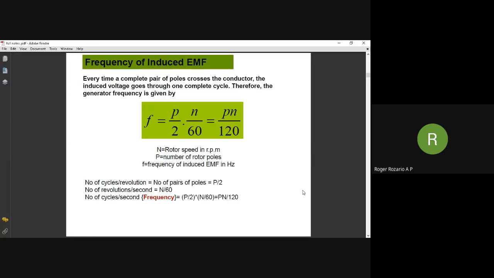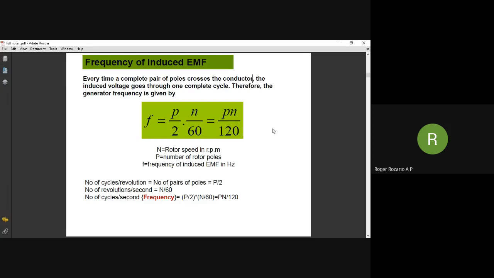So how is it Pn by 120? Just a simple derivation. The frequency of the induced EMF from the alternator can be given from this equation, f equals Pn by 120. So read the statement. Every time a complete pair of poles crosses the conductor, the conductor is rotating. For one revolution, it will cross a pair of poles. You should understand the difference between poles and pair of poles. If there are 4 poles, how many pairs of poles are there?